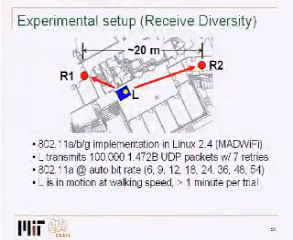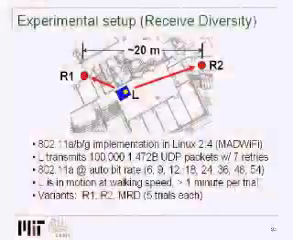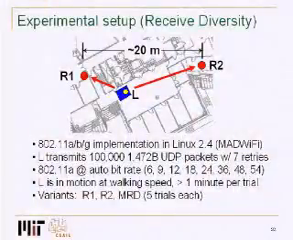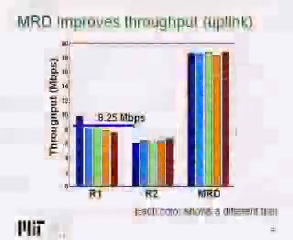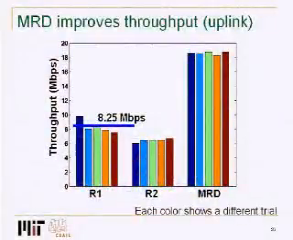I let the sender adapt at all available bit rates, taking into account how the laptop is moving, and I compare the 3 different schemes. R1 and R2 are the conventional single pass schemes, and MRD is the MRD scheme. I repeated this experiment 5 trials each.